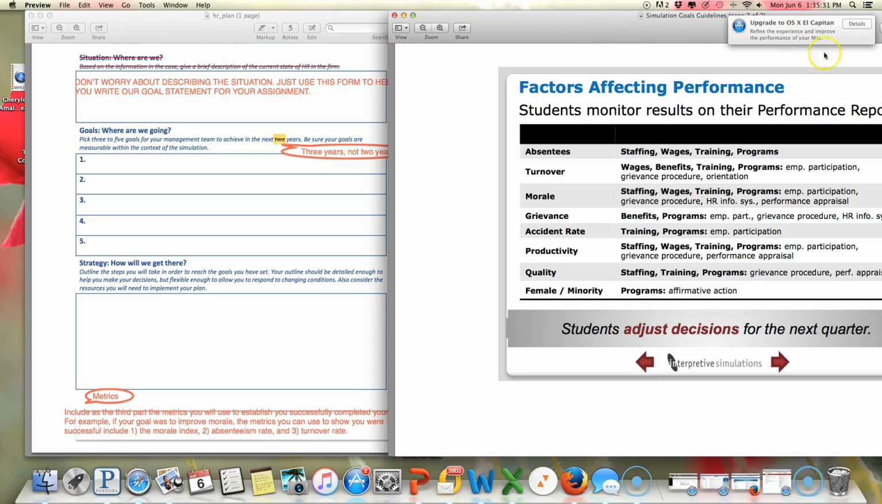Other things that affect quality are things like grievance programs and performance appraisals. And so you can also track whether or not your grievances decreased.